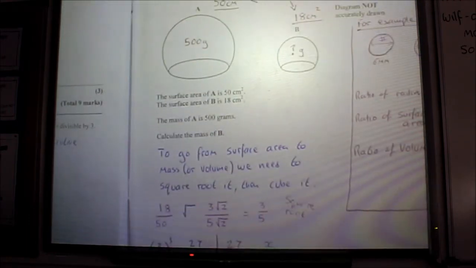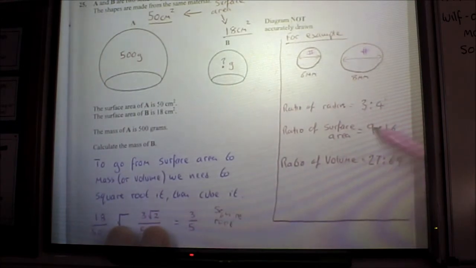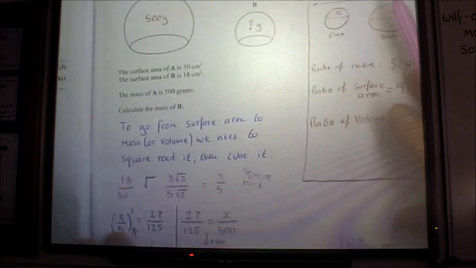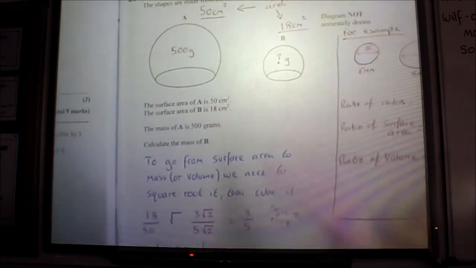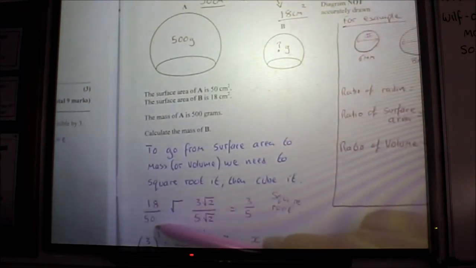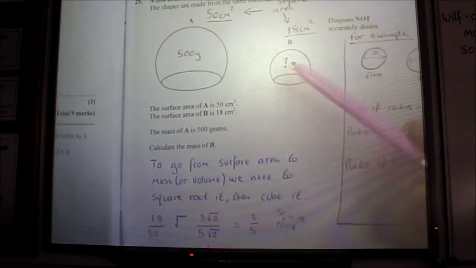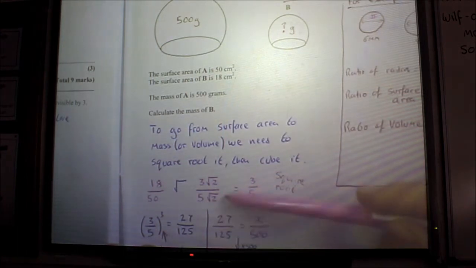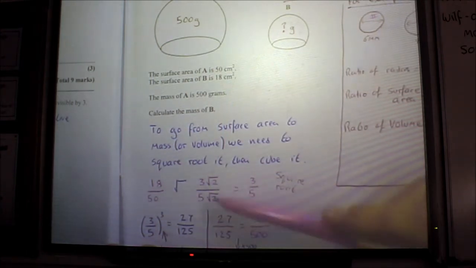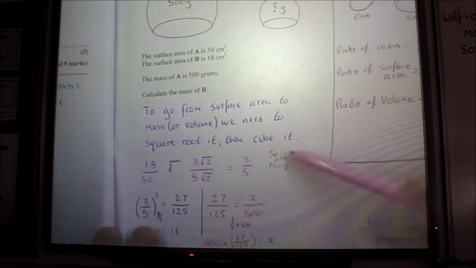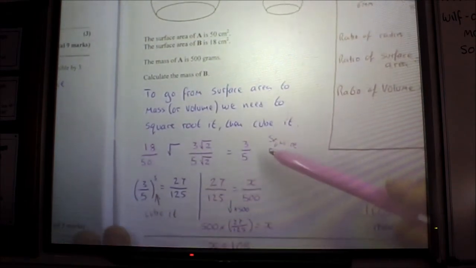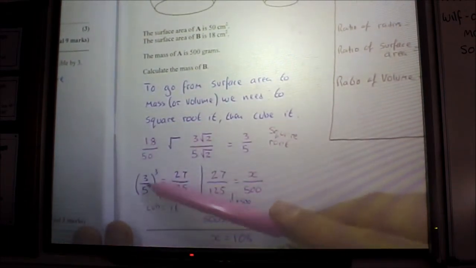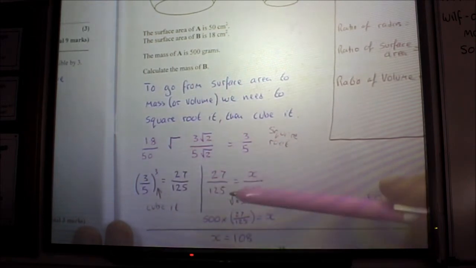So to go from surface area to mass or volume, you'll need to square root it and then cube it. So what I'm doing is 18 over 50. I've got those numbers from here because they are the surface area. I've square rooted it. I've actually used surds in this case. I found it a lot easier. You cancel the root 2's, so that is that square rooted. Then I'm going to cube it. So I've cubed it. 3 over 5 cubed is 27 over 125.